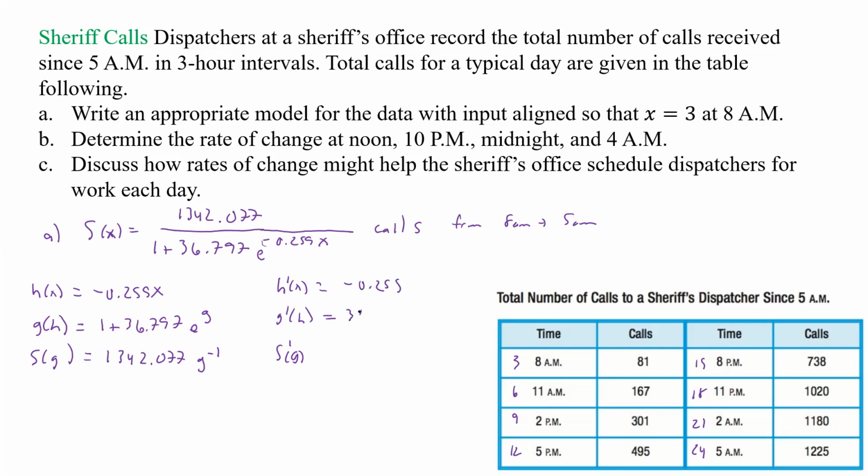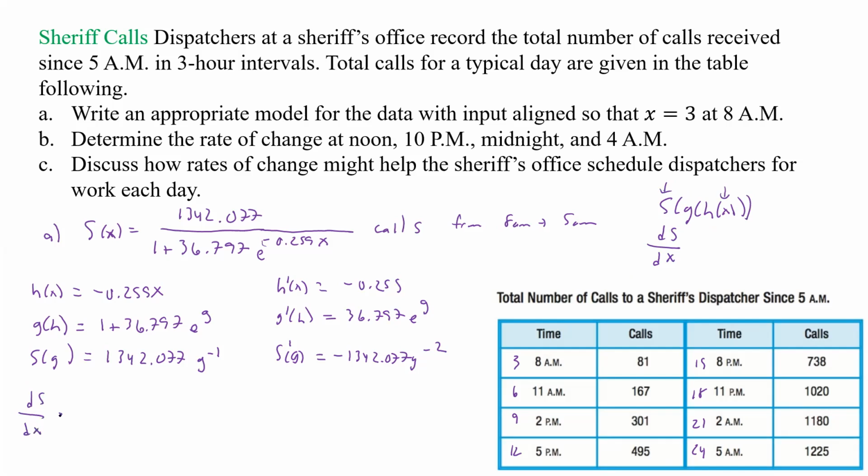This one is going to be 36.797 e to the h. And this one's going to be a negative 1342.077 g to the -2. Okay, that looks good so far. Now we just have to multiply all those together, because it's going to be s of g of h of x. And so then we're going to have ds dx, which is what we're looking for.